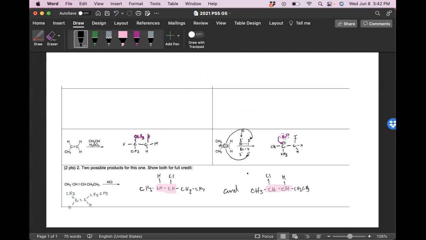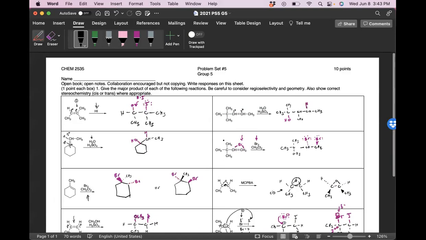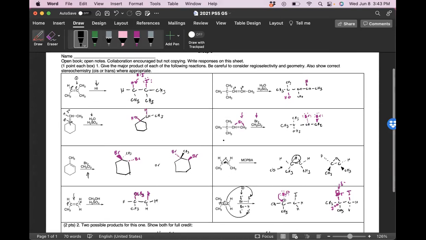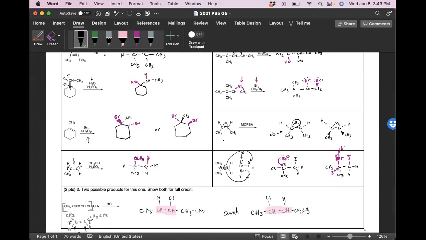There you go. This goes over problem set 5 for a different group. Hopefully it gives you some insight on what you want to do for the next problem set. So I'm going to stop my share here. I think that does it for today.